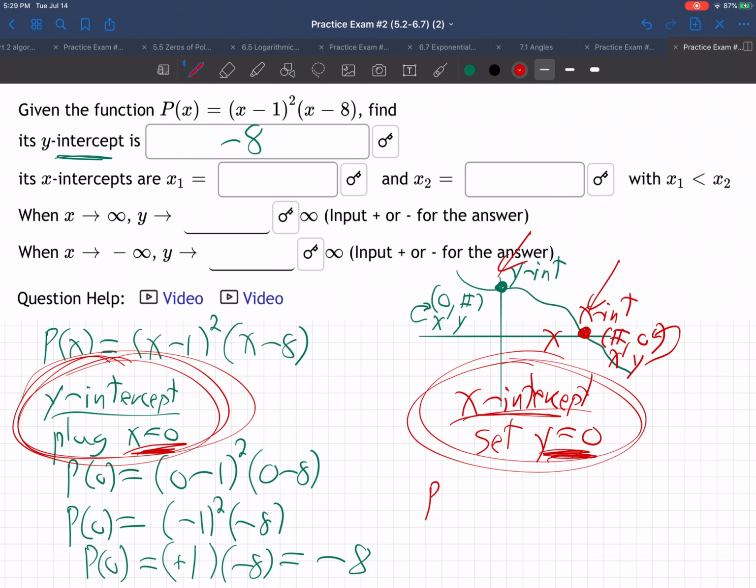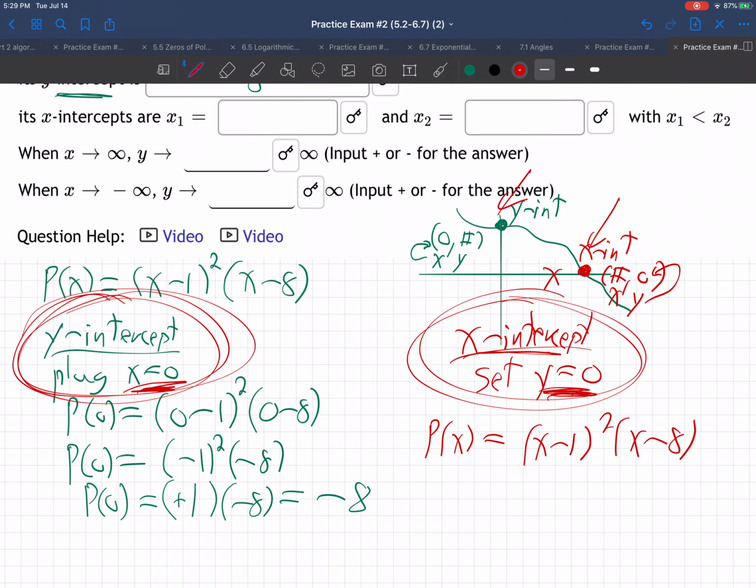So I take the equation p of x equals x minus 1 squared times x minus 8, and I'm going to plug in y equals 0. Now where's y? The function values are always the y values. That's by common agreement in the math and science world. Functions, f of x, g of x, p of x, that's our y value. That is defined to be y on a graph. So that's my 0.